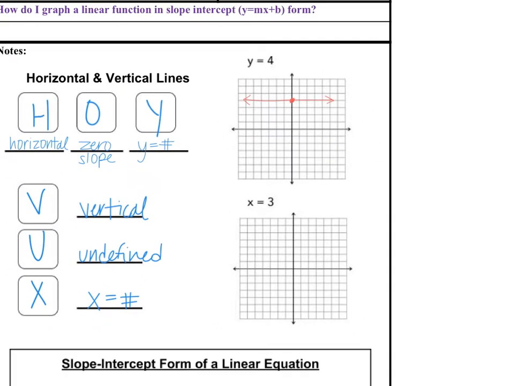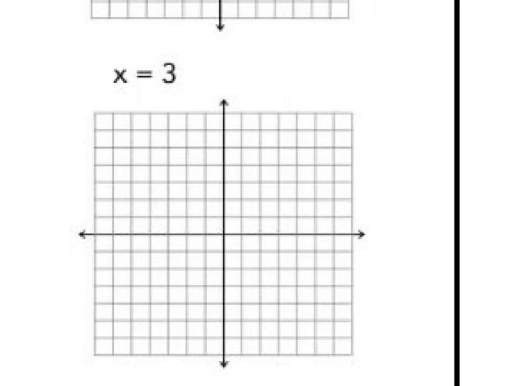Then x equals 3. That's x equals a number, so should it be horizontal or vertical? Vertical. You go to the x-axis at 3 and you plot a point. You have to have a line that cuts through that. The only way it makes sense to do that is a vertical line because then the x value is always 3.